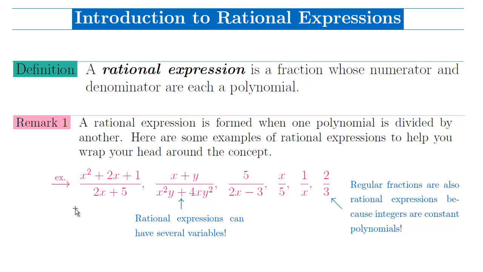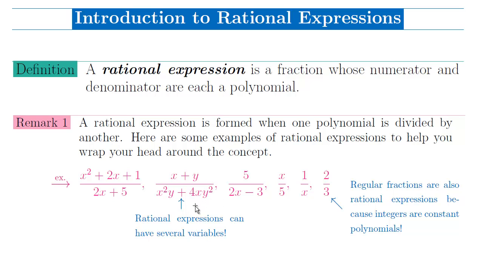Here, x squared plus 2x plus 1 divided by 2x plus 5. x plus y over x squared y plus 4xy squared. 5 over 2x minus 3. x over 5, 1 over x, 2 over 3. Notice, in each of these cases, we have fractions where the numerator and denominator are both a polynomial.